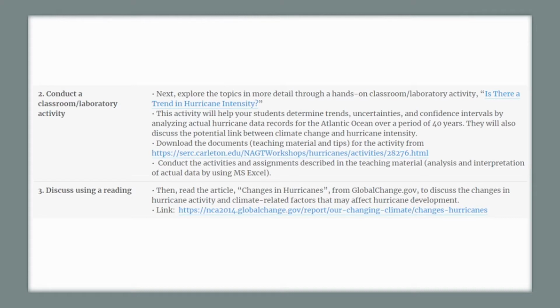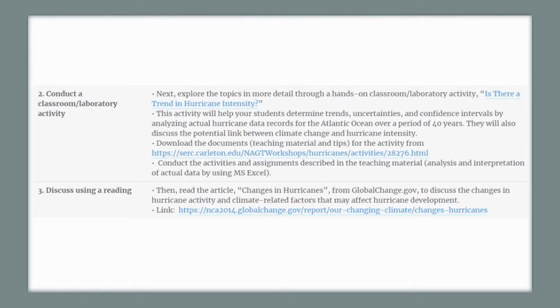They can go through a hands-on demonstration using the activity titled Is There a Trend in Hurricane Intensity? In this activity, your students will be able to determine trends, uncertainties and confidence intervals by actually taking hurricane data records from the Atlantic Ocean over the last 40 years. They will also be able to understand that there is indeed a link between climate change and hurricane intensity when they do this particular activity in the lesson plan.